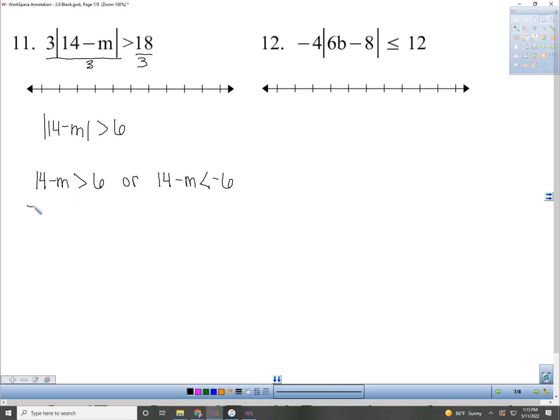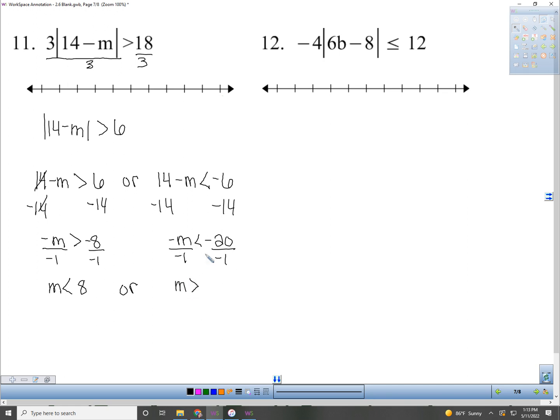I'm going to go ahead and solve for m, so I subtract the 14, and that gives me negative m is greater than 6 minus 14, which is negative 8. But I need to get that negative away from the m, so I divide by negative 1. And don't forget that when you divide or multiply by a negative, you have to flip your symbol around. So this would be m is less than 8. Or, same thing over here, subtract your 14. So we have a negative m is less than negative 20. Divide by the negative 1, and m is greater than 20.